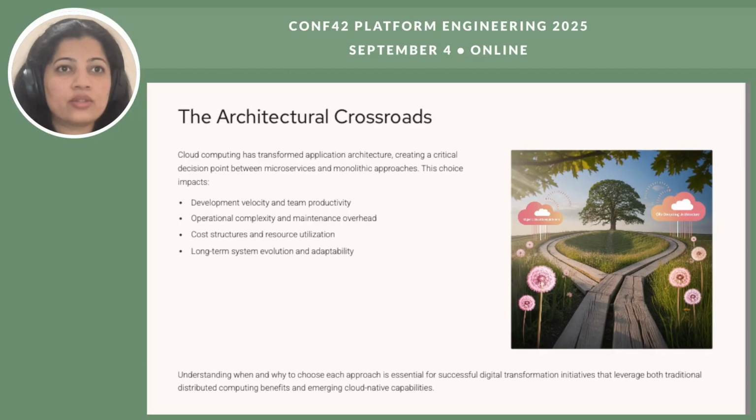And this decision impacts four big areas. One is the speed of development and team productivity, the operational complexity and maintenance burden that we take on, the cost structures and how efficiently we use resources, and the long term adaptability of our systems. In other words, the decision we make at this architectural fork sets the tone for how sustainable, flexible, and maybe cost efficient our platform will be for years to come.